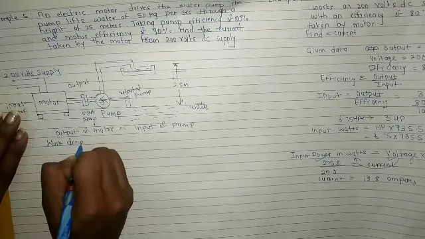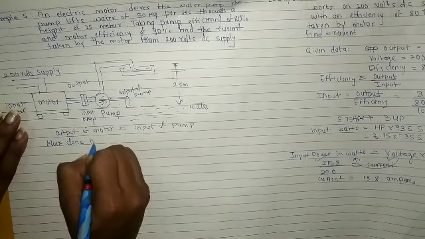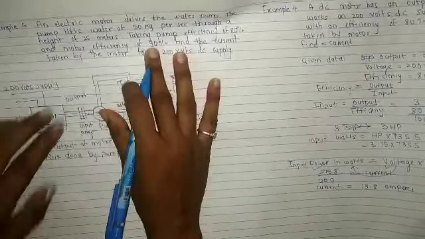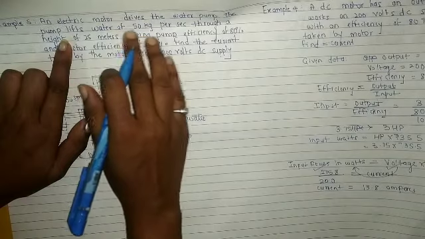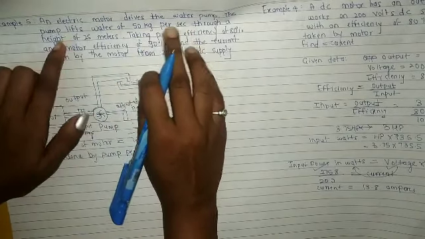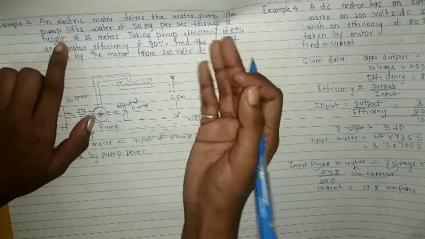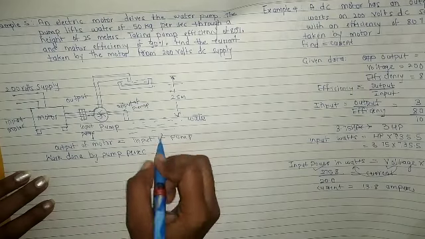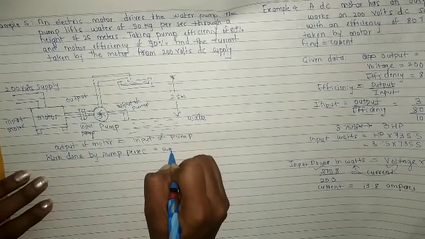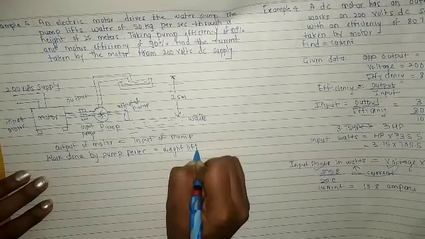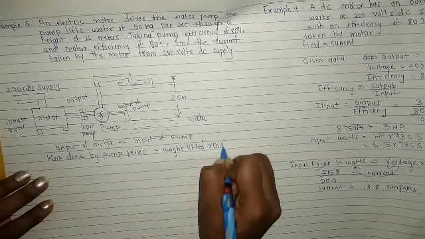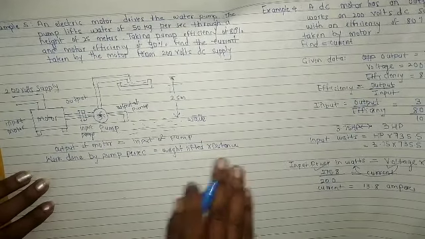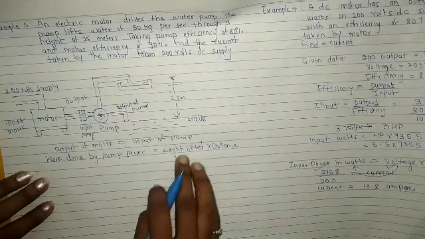So we know the formula. Work done by pump per second. Why per second? Because they have given in the question that the pump lifts water of 50 kg per second. So the pump is giving 50 kg of water per second into the tank. So we'll write here: work done by pump per second is equal to weight lifted into distance. What is the formula of work done? Force into displacement. Because of this force, water is lifted.